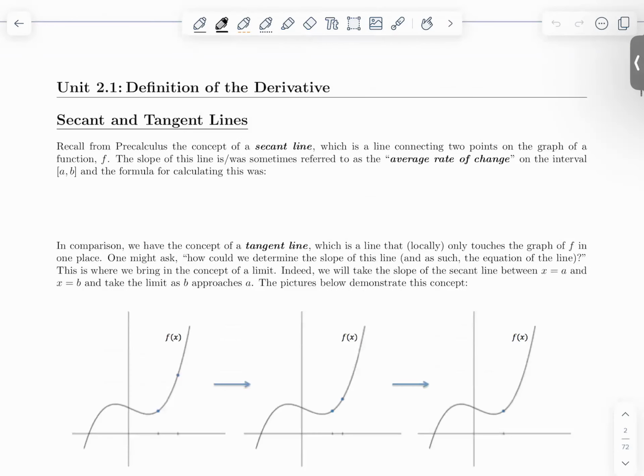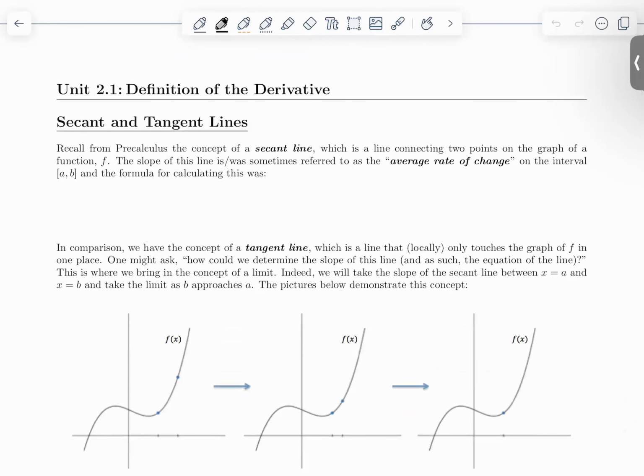2.1, the definition of the derivative. So how did it come to be? How did we figure out what the derivative is? And more specifically, what is the derivative? From pre-calculus, you might have heard of the terminology of the average rate of change, or the secant line, which is done by taking two points on the curve and finding the slope of the line connecting those two points.